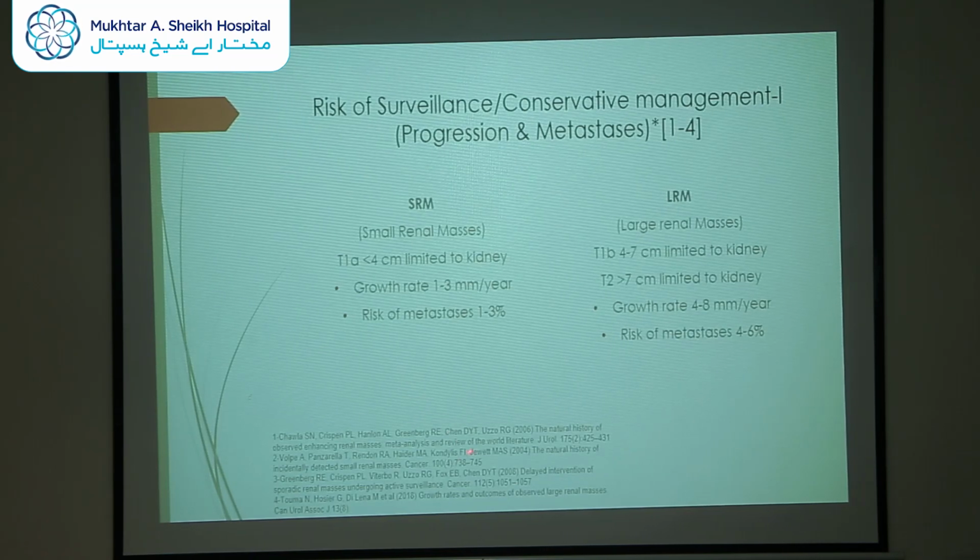That's come over the last 15 years, and that's by looking and observing the natural history of enhancing renal masses. And if we look at small renal masses, for less than 4 centimeter T1A lesions, the growth rate is minimal, 1 to 3 millimeter per year, and risk of metastasis 1 to 3%, and that's after 4 or 5 years.